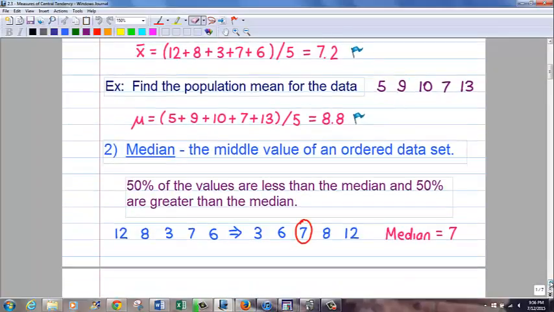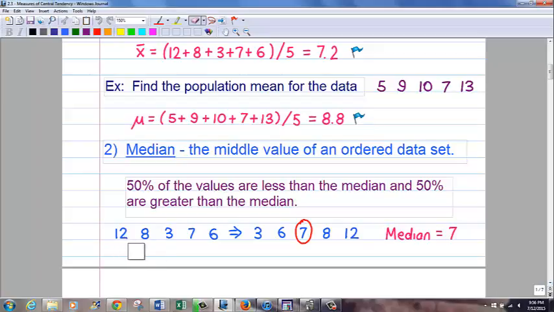Now we have something called median, which is the middle value of an ordered data set. Very important that it must be ordered from lowest to highest, because what you're saying about the median is that it is a value where 50% or half of your data values are smaller than that number and half are larger. So they must be sorted. You can't just visually look at it. Now for mean, obviously the order doesn't matter. You're just adding up those values.